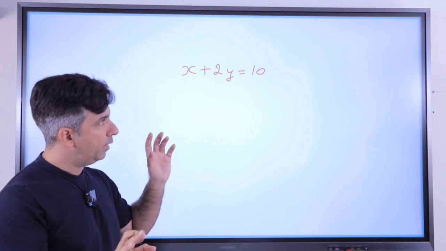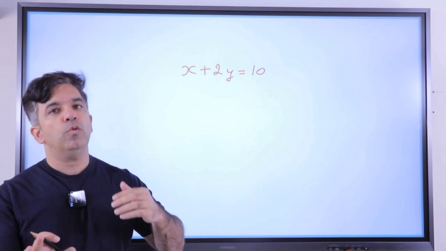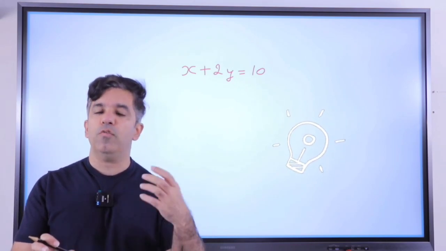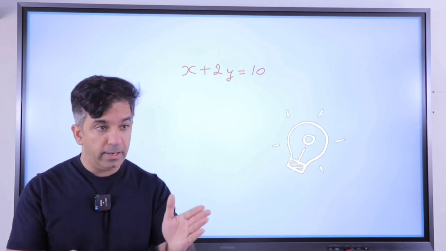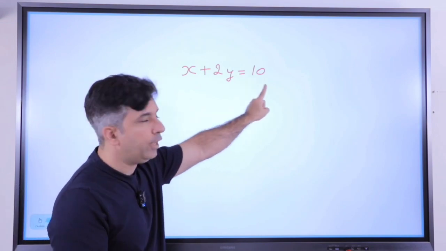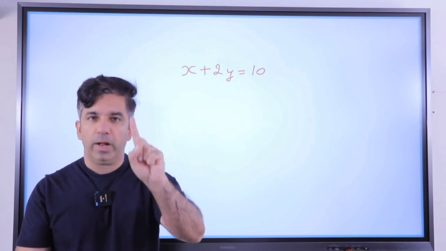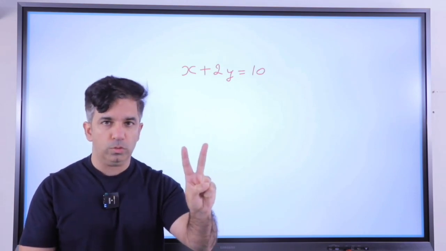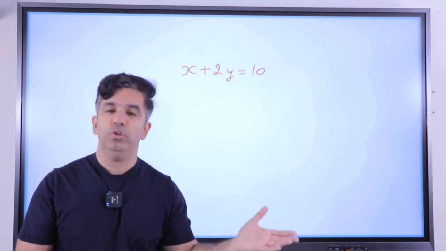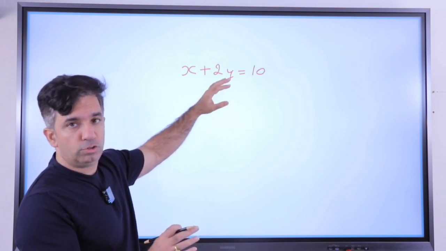So the interesting part is this: if we have to find the values of x and y, and we are given one linear equation with two unknowns, then there would be infinitely many solutions to it. I'll give you some examples.